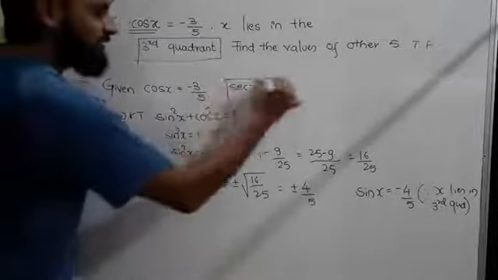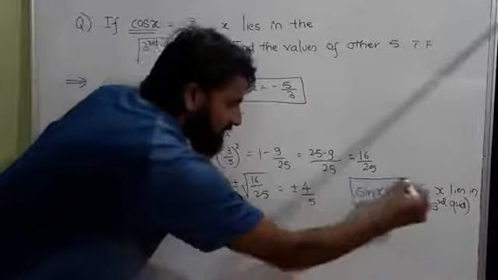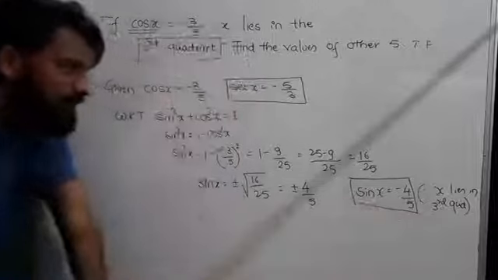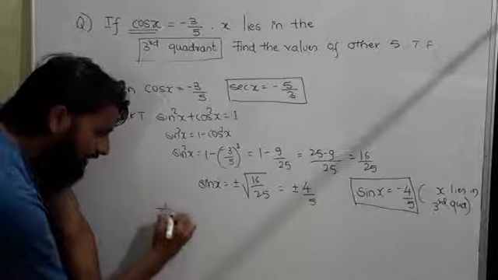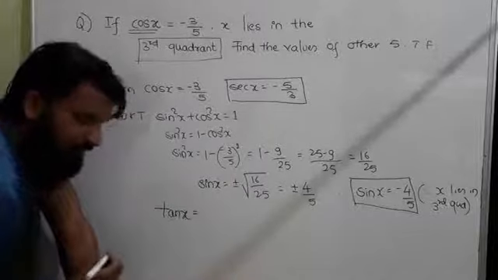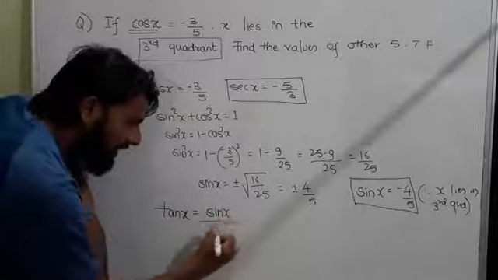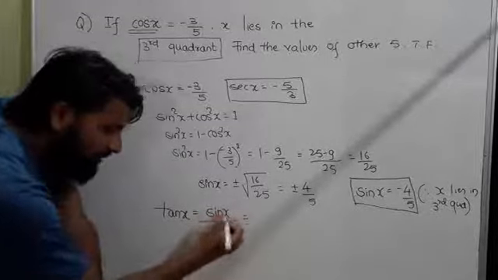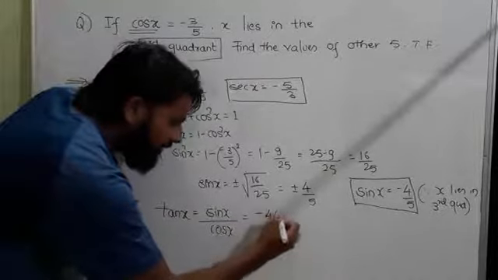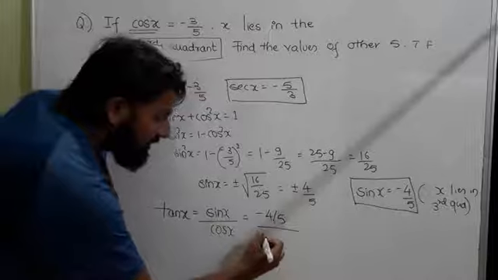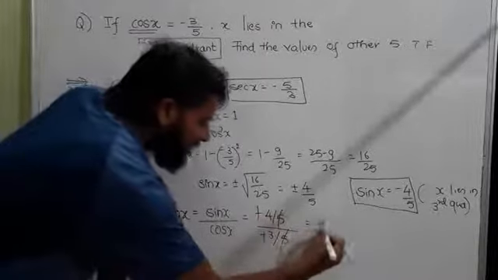Well, so we got sec x, which was the first one. Now we got sin x. Well, now let's find the other 3. Finding tan is very easy, my dear friends. Why? Because this is nothing but sin x upon cos x, and we know both the values. We know sin x as well as cos x. So what is sin x? Minus 4 upon 5. And what is cos x? Minus 3 upon 5. So as you can see, 5 cancels, minus cancels, and we got 4 by 3.